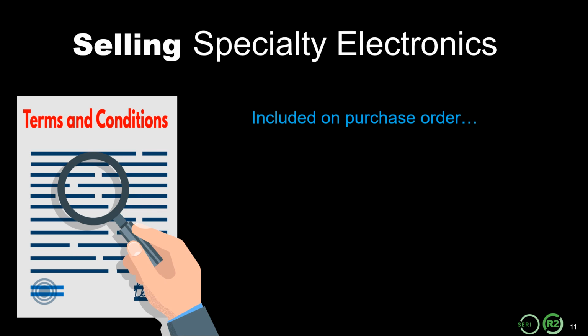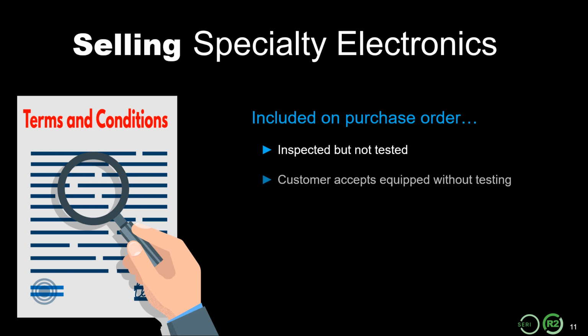In addition to recording the unique item number on the sales record, the following items must be defined in the purchase order with the customer. Disclose to the buyer that the equipment was inspected but not tested. The customer accepts the equipment without testing. Customer will return all equipment that is not working for a refund.